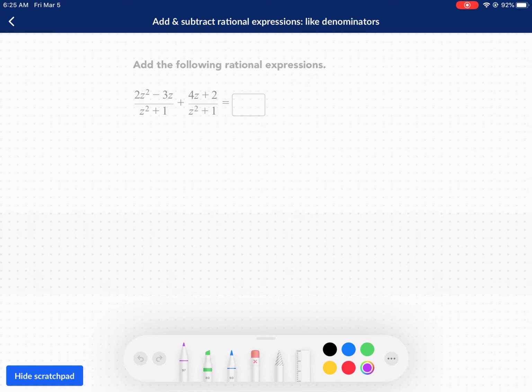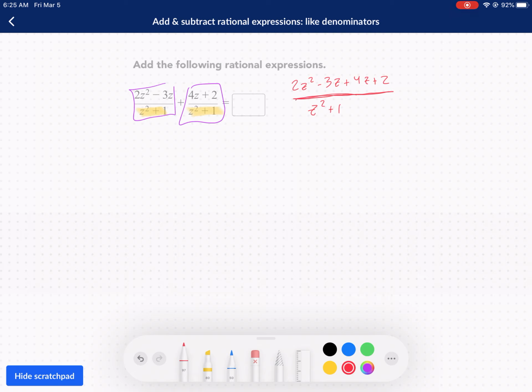We have two terms here, and they have the same denominator, so that's a good sign. So what we're going to do here is we're just going to rewrite the denominator, z squared plus 1. Really should have chosen a different color. That doesn't show up well. I'm going to choose red. So we have z squared plus 1. Okay, and then we're going to add everything in the top. So we have 2z squared minus 3z plus 4z plus 2. Okay, that's how it works. You keep the denominator the same and you add the numerators.